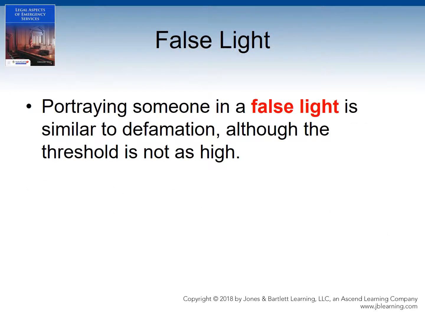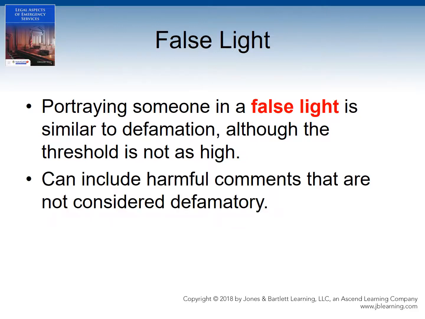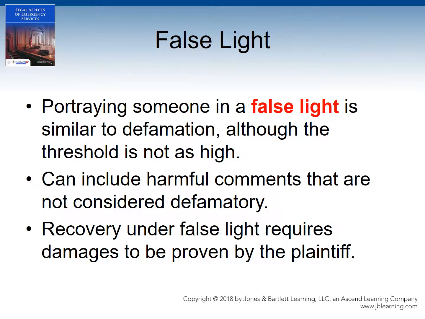False light is an invasion of privacy tort that is somewhat similar to defamation, but with a lower threshold, if you will. Portraying someone in a false light could include comments that are harmful to the plaintiff, even if they are not considered to be defamatory. While there are some defamation cases, such as slander per se, where the plaintiff does not have to show damages to be successful in the lawsuit, all false light lawsuits require damages to be proven by the plaintiff to be successful.